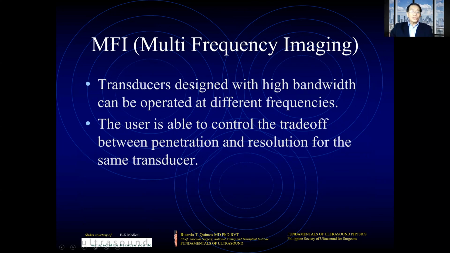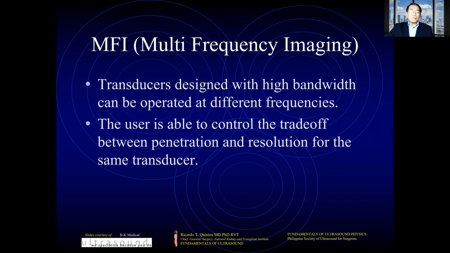The transducers in the older days were designed with only one frequency per transducer, and that is why you have to specify to your ultrasound distributor what kind of transducer and what kind of frequency you would like to use for your particular use.